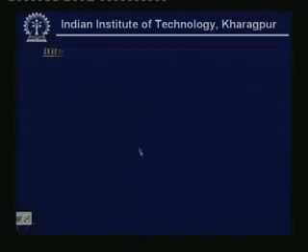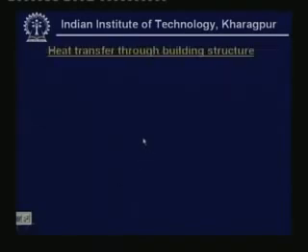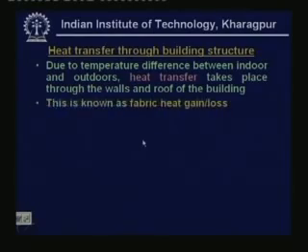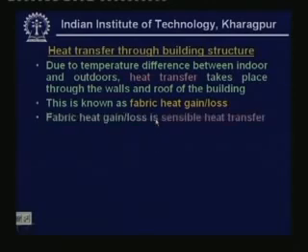Let me give a brief introduction to heat transfer through building structures. Due to temperature difference between indoor and outdoors, heat transfer takes place through the walls and roof of the building. This type of heat transfer is known as fabric heat gain or loss. If the building is gaining heat, you call it heat gain. If it is losing heat, you call it fabric heat loss. The fabric heat gain or loss is sensible heat transfer. That means it does not involve any latent heat transfer process.